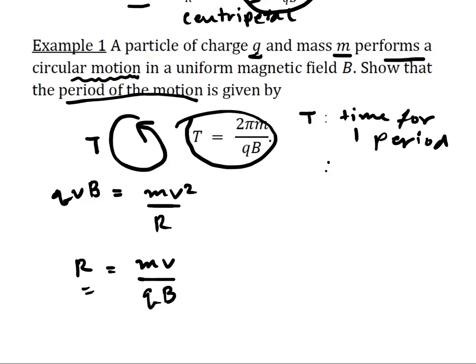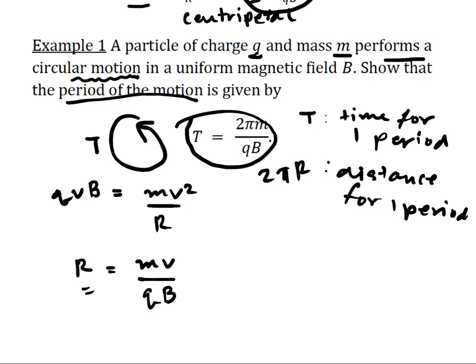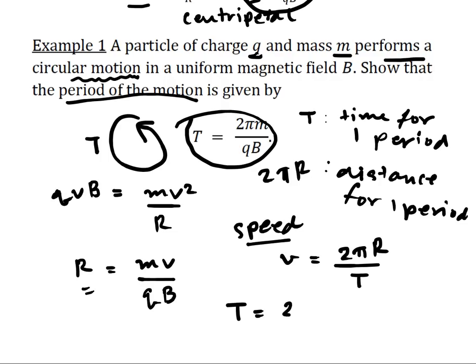And what about the distance? The distance for one period is just the circumference of the circle, which is 2 pi r if you have a circle with radius r. Then you can find the relationship between the time and distance by defining the speed as distance divided by the time. So finally, if you rearrange the equation, you get T equals 2 pi r over v.